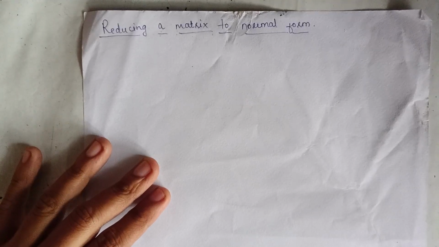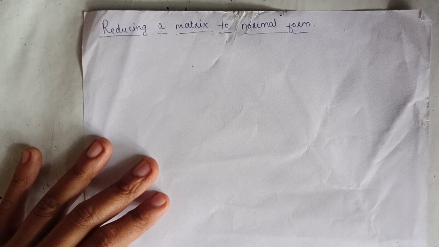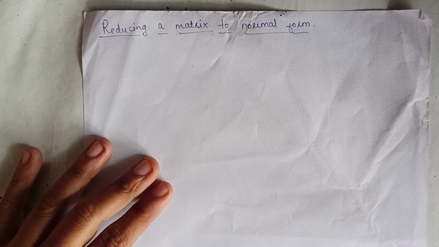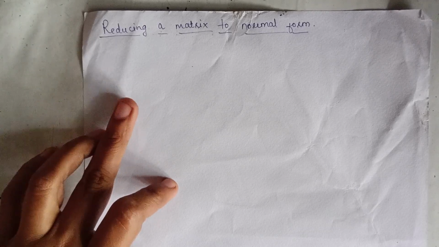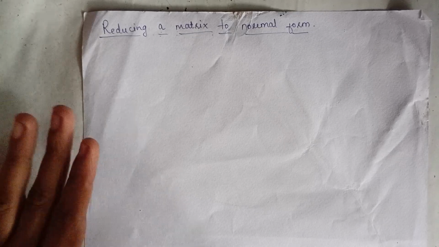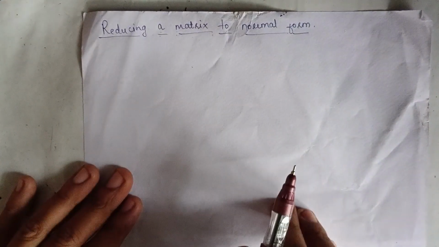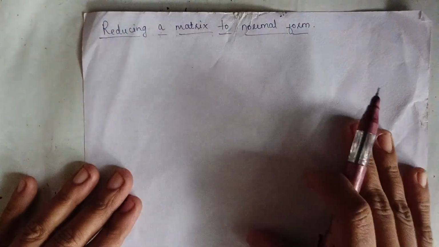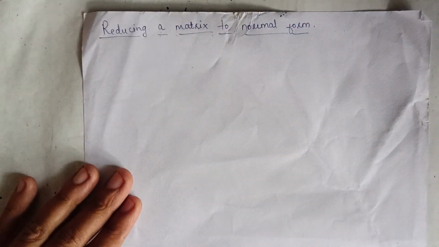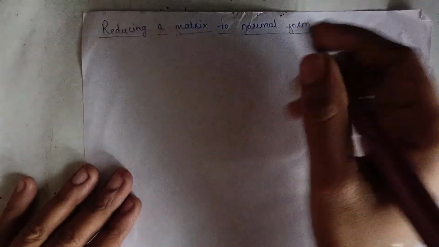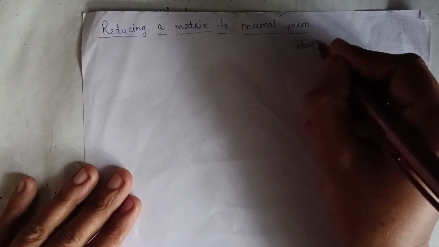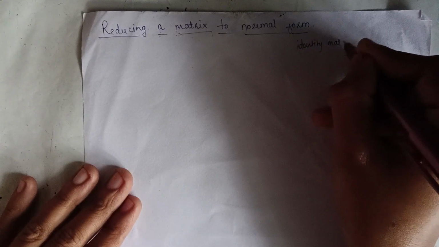Hello students. So today we are going to learn how to reduce a matrix to normal form. To reduce it to a normal form, a matrix is given and you have to do row operations and also column operations. Here in this method, both operations are allowed. So first you have to reduce it to identity form, the identity matrix.